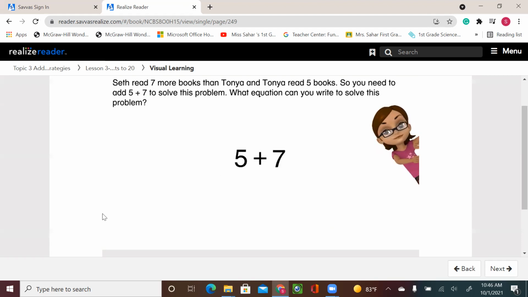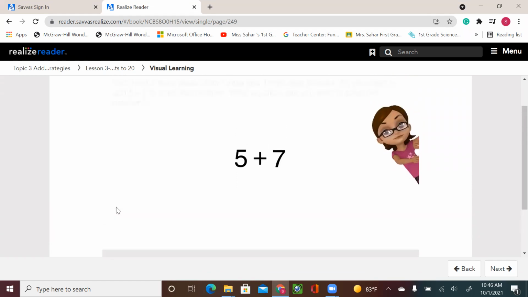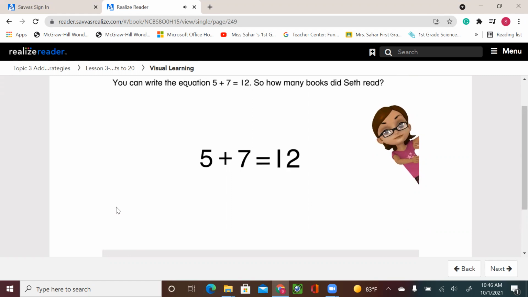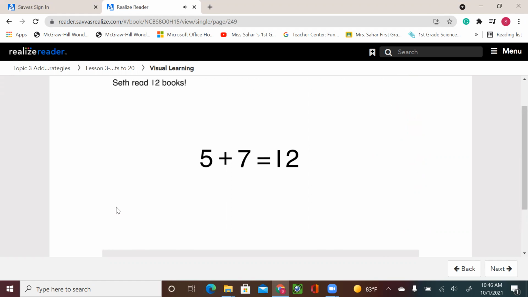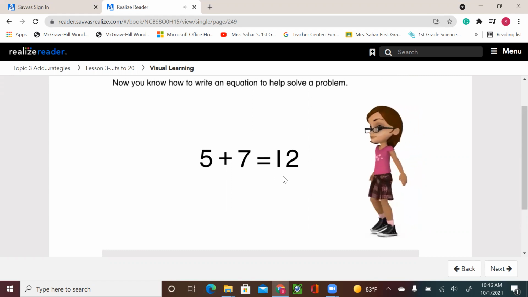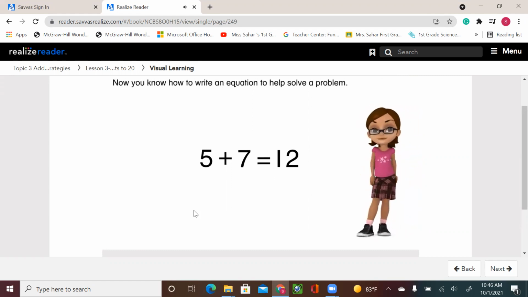Addition. You can write the equation 5 plus 7 equals 12. So how many books did Seth read? Seth read 12 books. Now you know how to write an equation to help solve a problem.